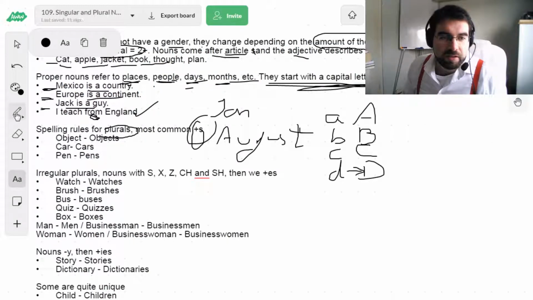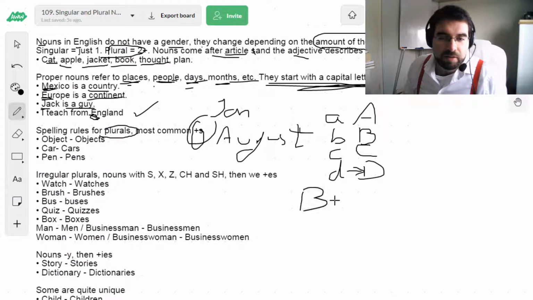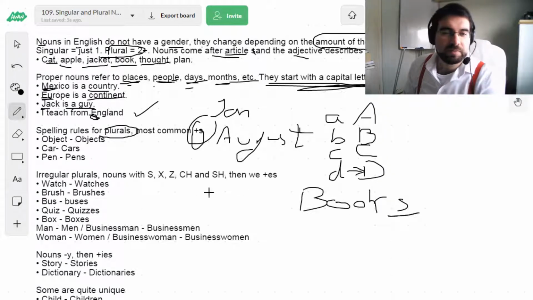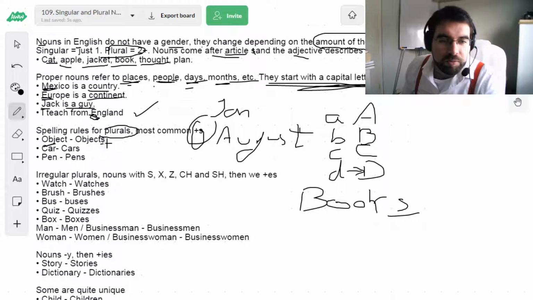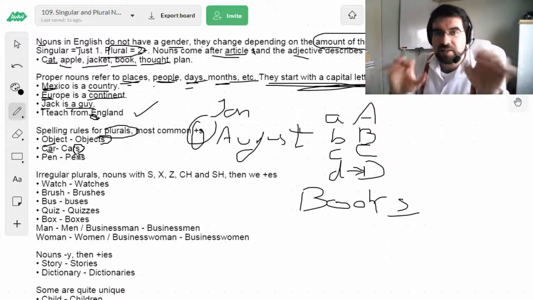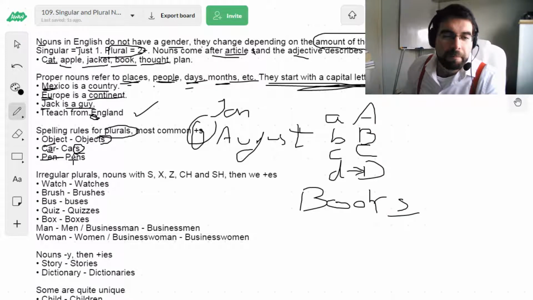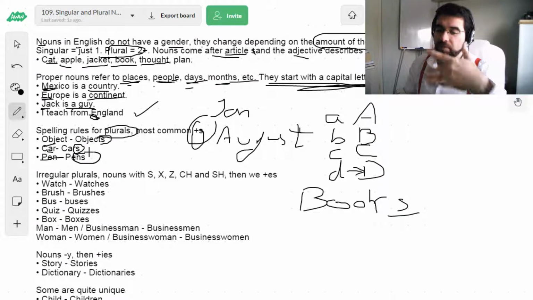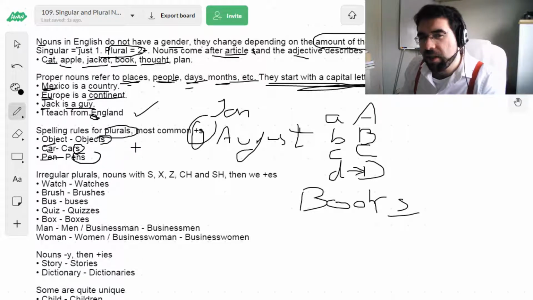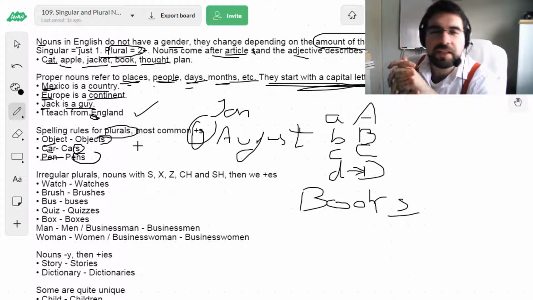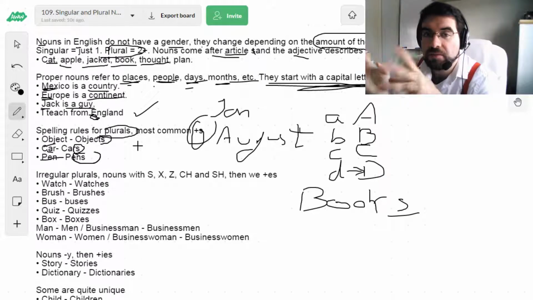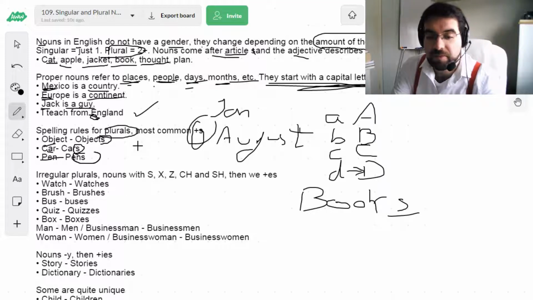Let's have a look. Book turns into, just add an s, books. Object, objects. Car, cars. Cat, cats. Pen, pens. More than one? Pens. Yeah, that's quite straightforward actually. That's the nice thing about English as well. Most of the plurals just add an s. The majority of them add an s. It's as easy as that. Doesn't get much harder.